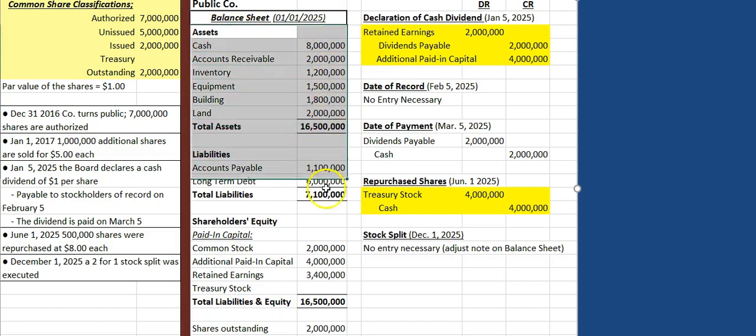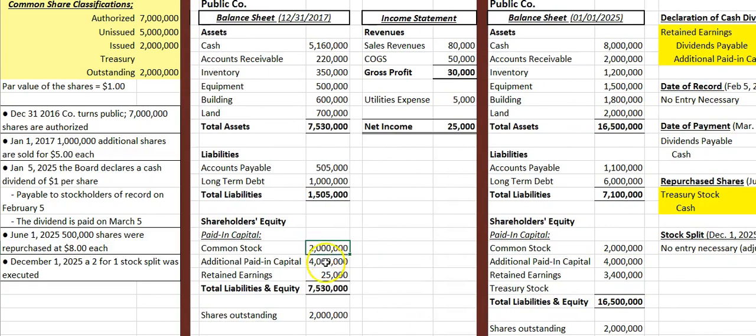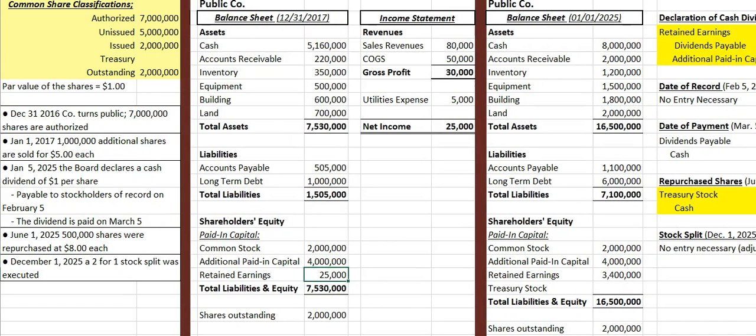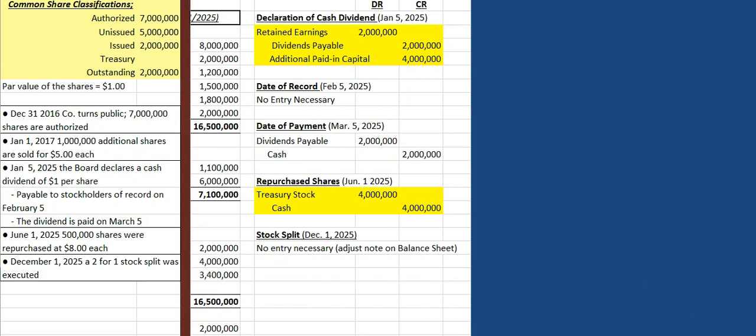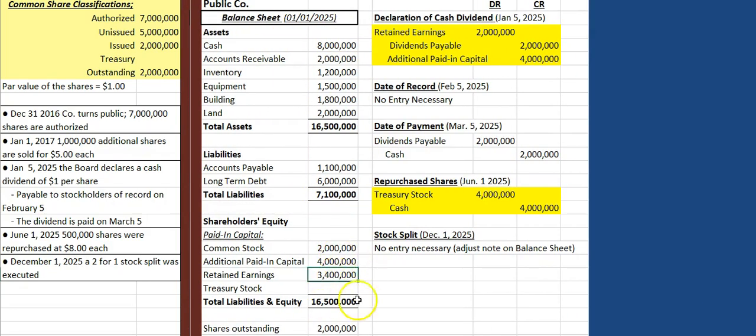2025, the company has done very well. The balance sheet, the income statement, and everything else has increased dramatically, as you can see. The company has retained $3.4 million of the net income that it's made. As you can see, retained earnings has grown. Common stock and additional paid-in capital has stayed the same. What that tells me is that the company has not issued any more shares, right? They're the same as 2017.